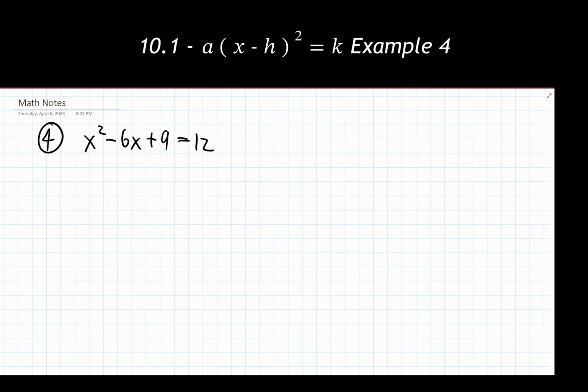I actually have to take a minute or two and look at and rewrite this whole left side of the equation. As I'm looking at it, I'm noticing the first term and the constant term that we have here are perfect squares. I also notice that this term in the middle is the same as saying negative 2 times the square root of the first term and the constant term, which tells me that this is the square of a difference.